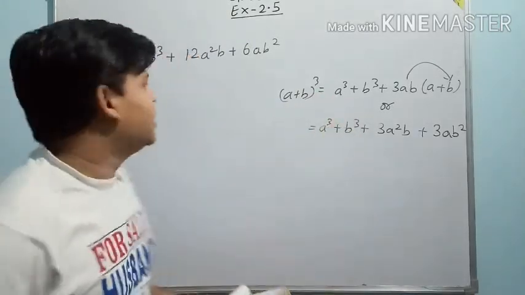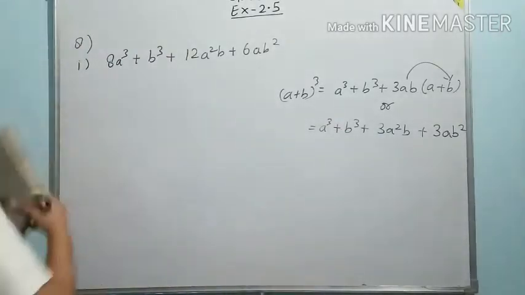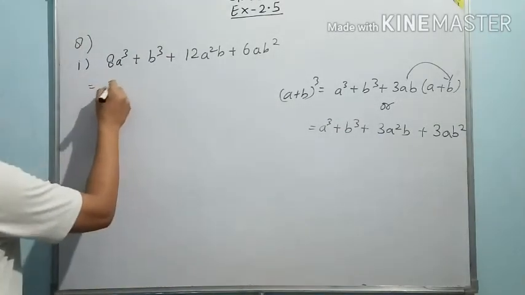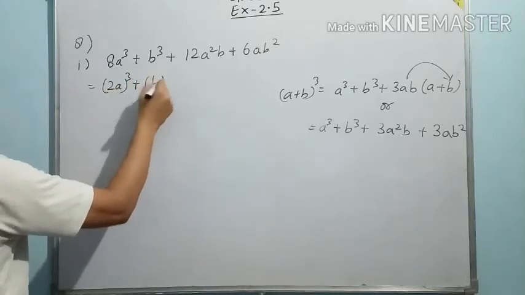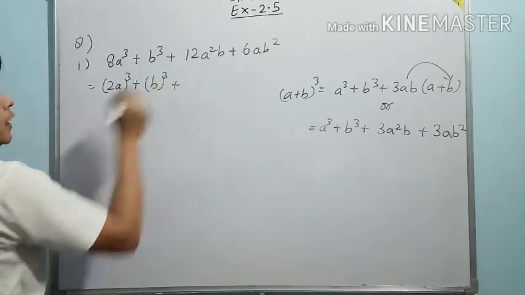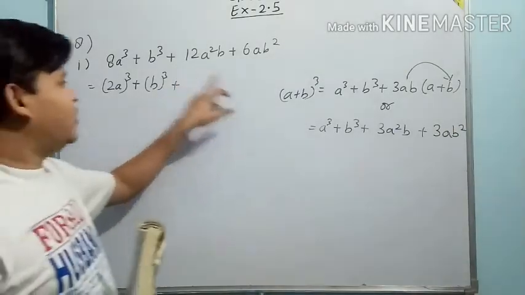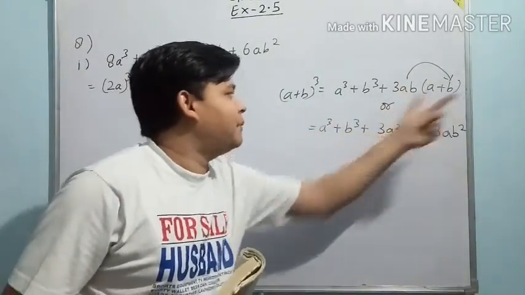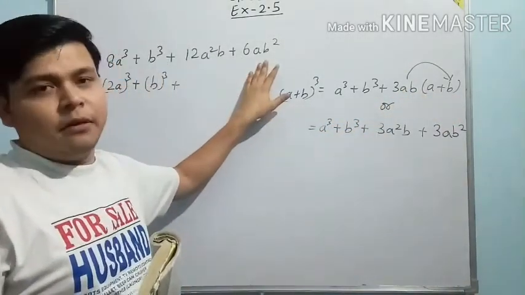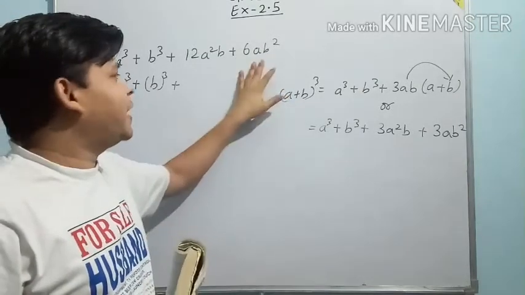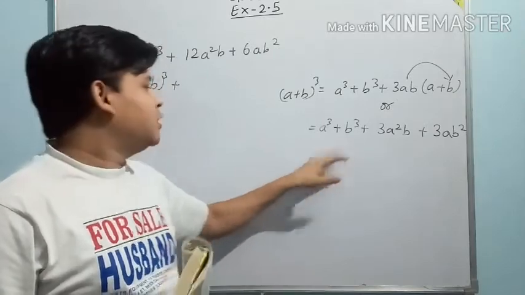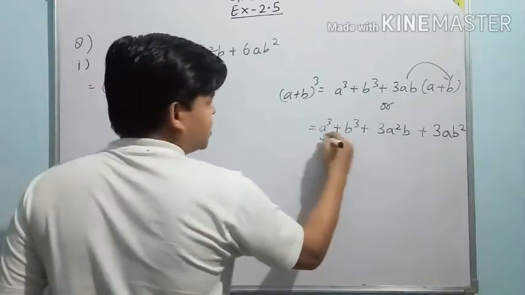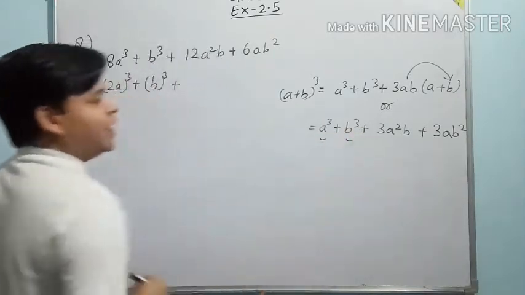Similarly, we can see that this can be written as cube of 2a, and this can be written as cube of b. As you can see, we don't have 3ab and in bracket (a plus b). We don't have anything in the bracket here. This means we have to use this one identity, right? So a cube and b cube are done. Now we have to make 3a square b.